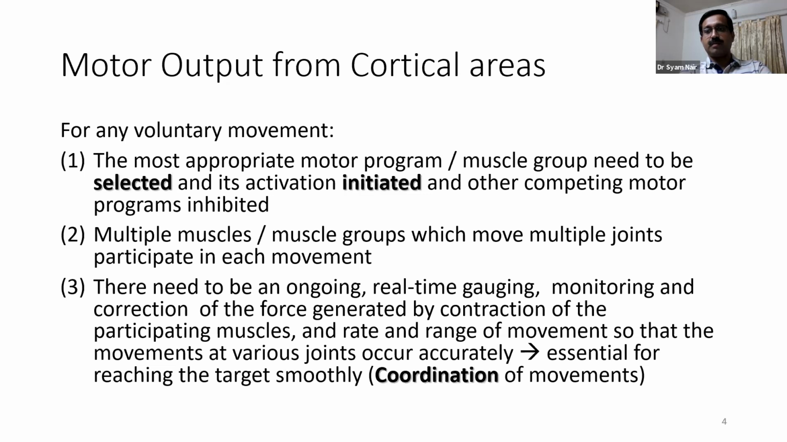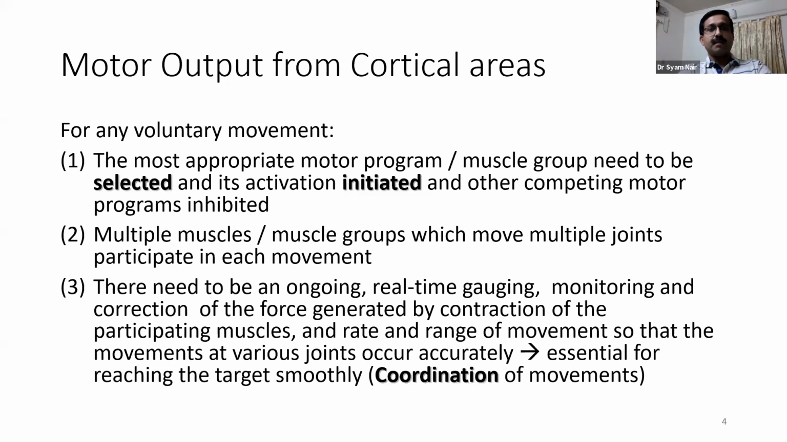We know that in the cerebral cortex, it is not the muscles which are represented, but the movements. So there are neural programs for different movements, and for any movement, the particular neural program involved in that movement needs to be activated, and other competing motor programs need to be inhibited. That is one requirement for any movement.